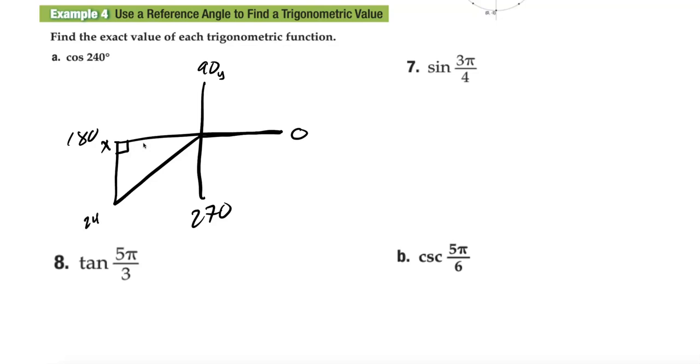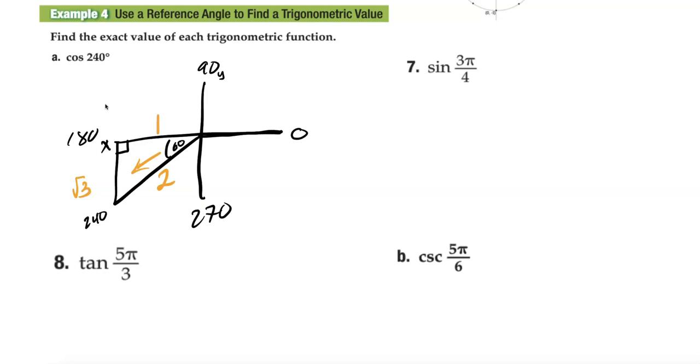This was 240. How much is the reference angle? Well, this is 180, this is 240, they are 60 apart. So this is 60. And again, we should know a 60-degree triangle. So that is rad 3, because 60 is big. Hypotenuse is always 2, and this is 1.